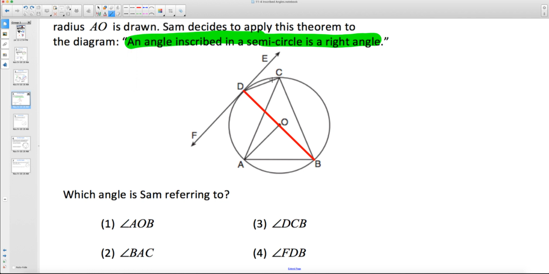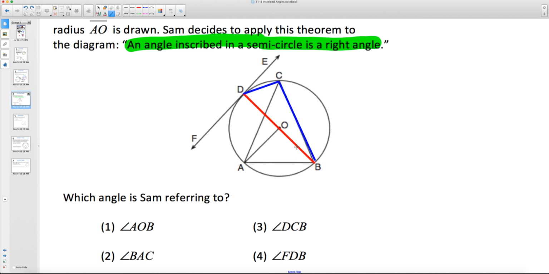DCB. Yeah, that looks good, because this is an inscribed angle. It's on the circle, so it's inscribed, and it intercepts this arc going all the way around here, and that happens to be a semicircle. So DCB is your answer.